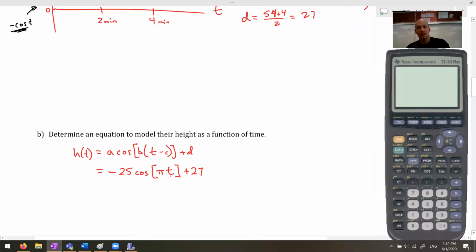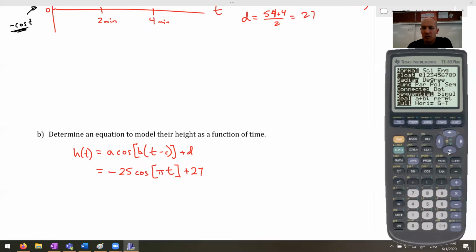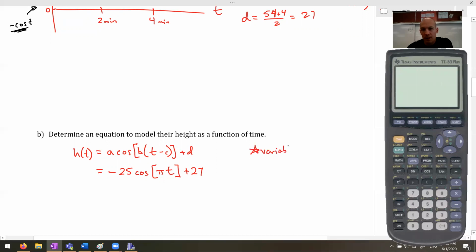If I put any number in for t, I should be able to get the height. So one thing we could even do is test this. Let's turn this on and make sure we're in the correct mode. By the way, which mode should we be in, radian or degree? Because our variable is time, it's going to have to be in radian. So that's actually worth mentioning as well: the variable is time, therefore we need radian mode.